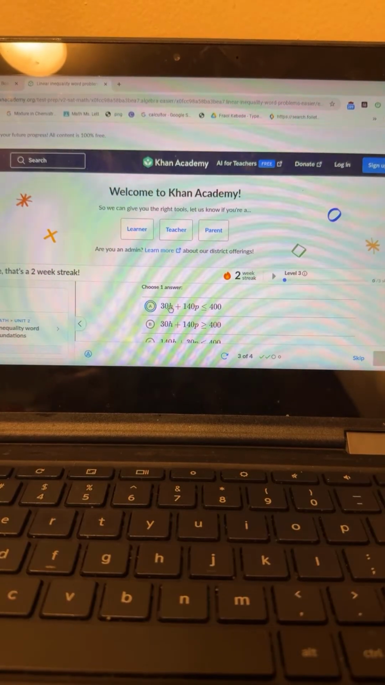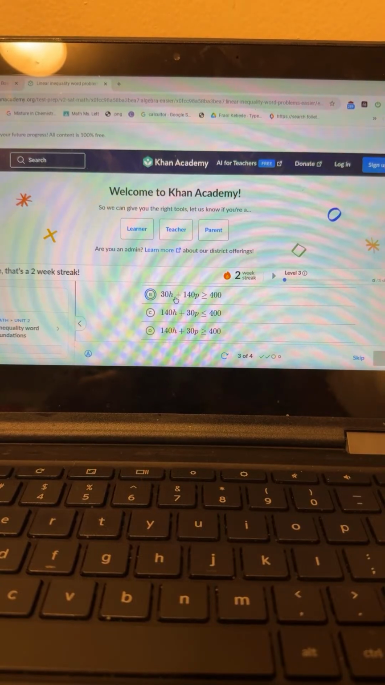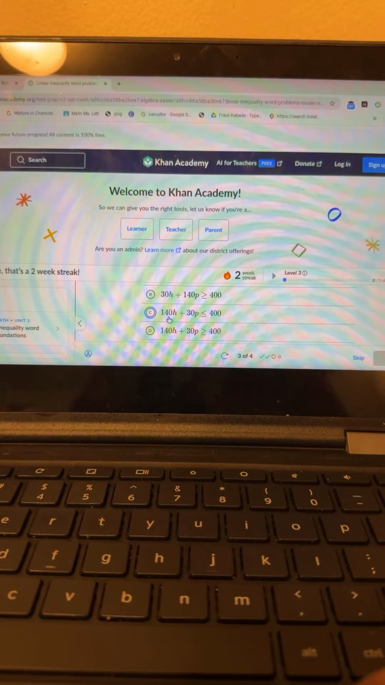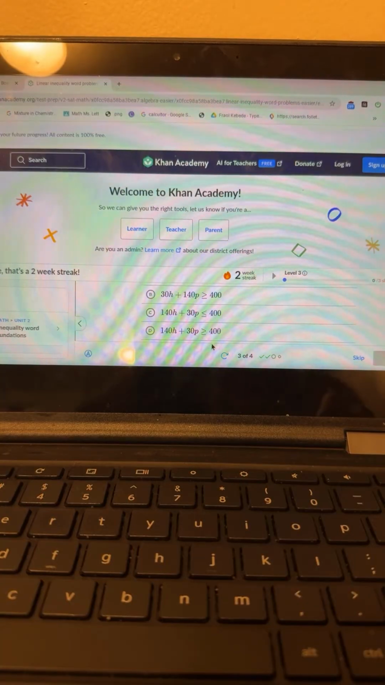30H plus 140P is greater or less than 400. 140H plus 30P is greater or less than 400. 100H plus 30P is greater or less than 400.